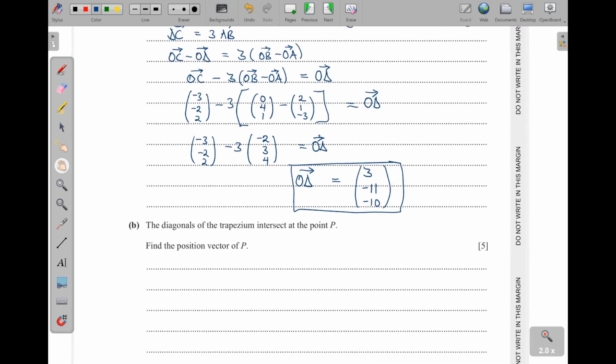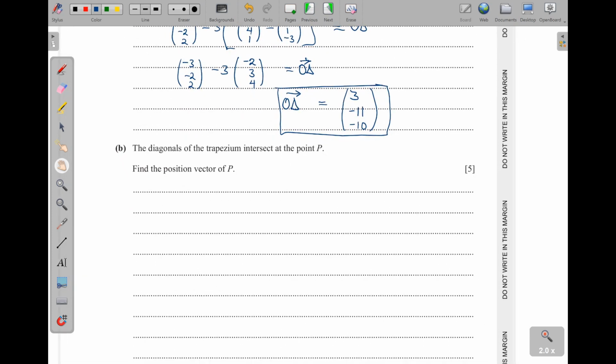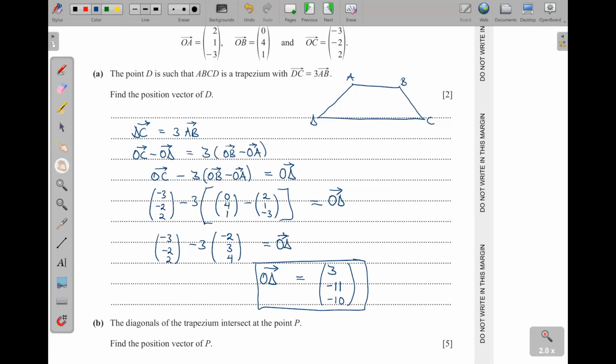Then part B, the diagonals of the trapezium intersect at point P. Find the position vector of P. So if I try to draw here the diagonals, okay, the diagonals here, and also this one here, they meet at this position P. Okay, that is P there. Now that means I need to get the equation of this line BD. I also get the equation of this line AC. Then I solve them simultaneously to get the position vector of P. Okay, that is the logic behind.